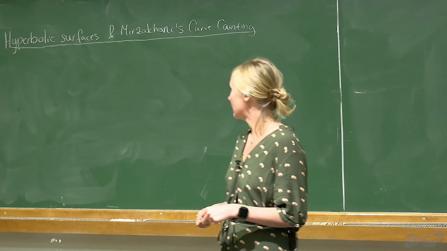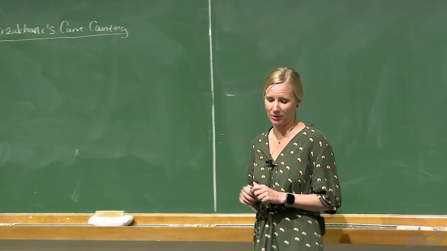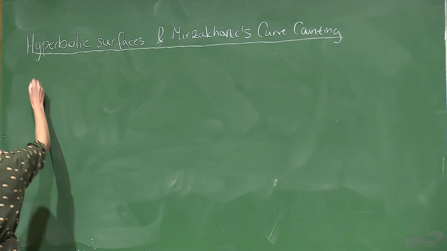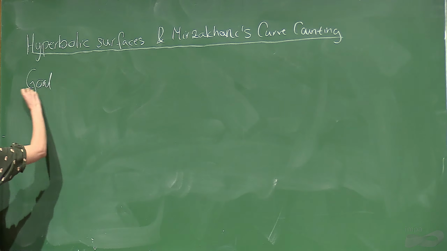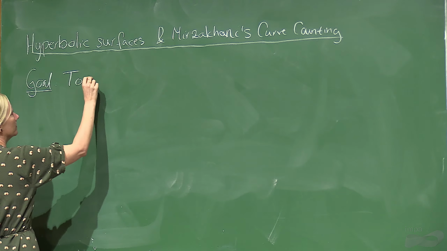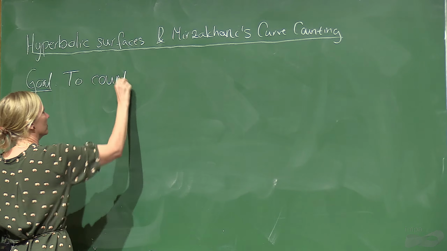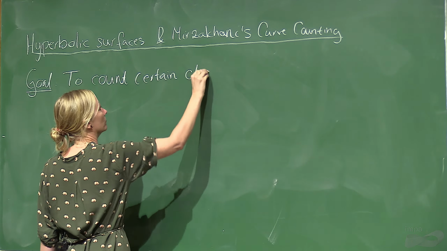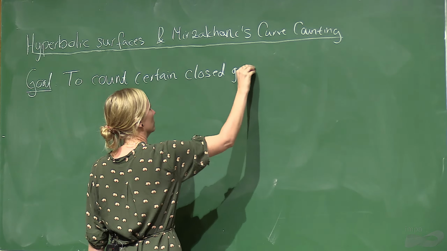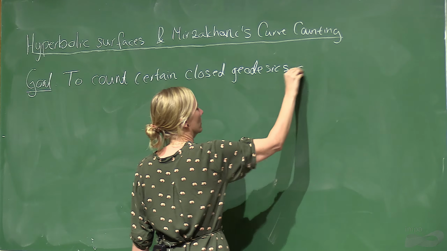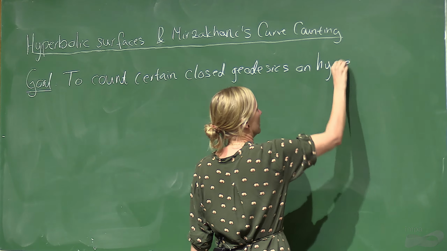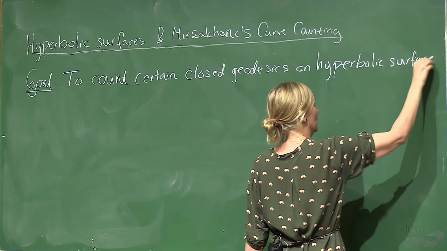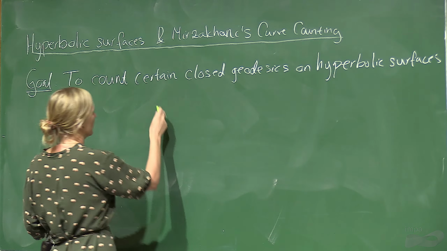So I'm going to talk about Mirzakhani's curve counting, and I'm going to define what this means soon. But the goal is going to be to count certain closed geodesics on hyperbolic surfaces. And with certain, I'm going to count certain subsets.